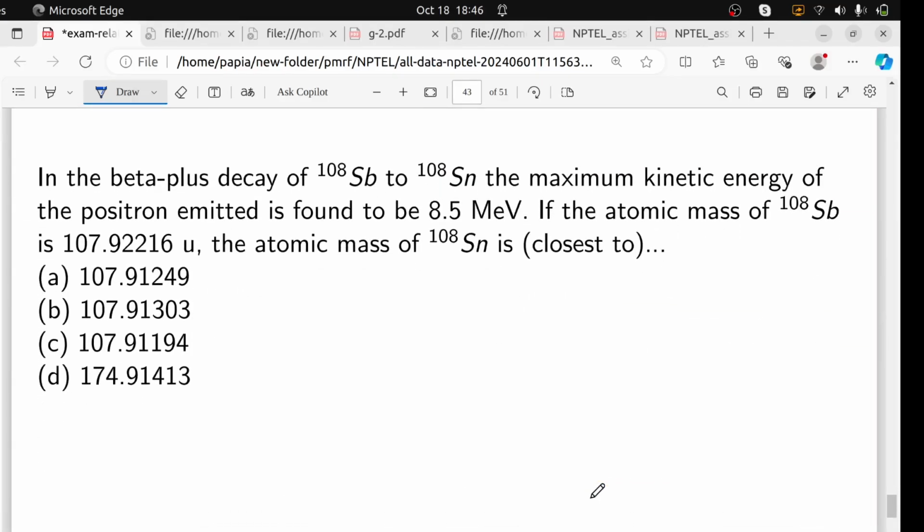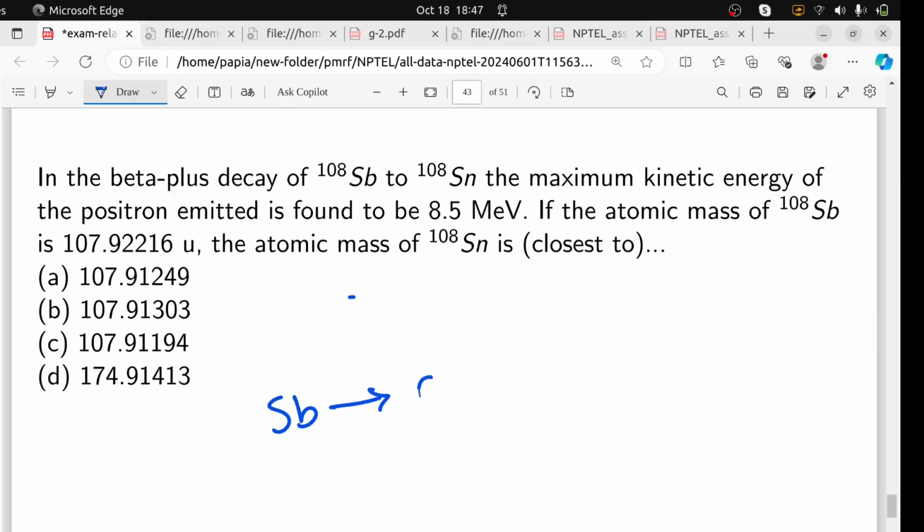This is also a mathematics question. In the beta plus decay of Sb to Sn, the maximum kinetic energy of the positron emitted is found to be 8.5 MeV. If the atomic mass of Sb is that one, what is the atomic mass of Sn? That is also very simple. I just need to write one thing here.